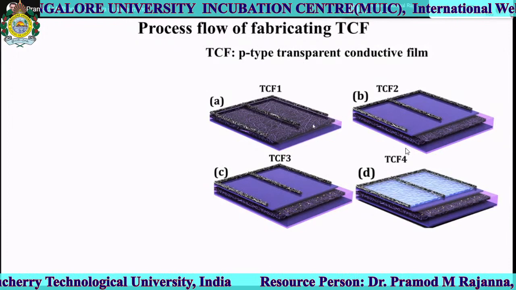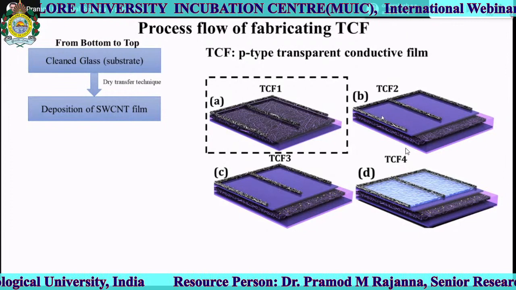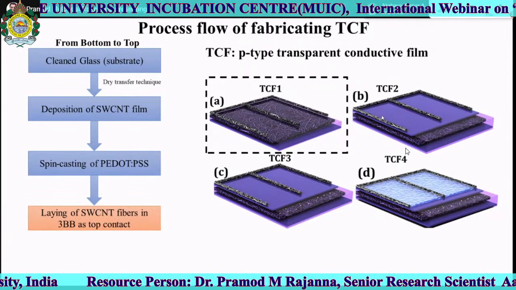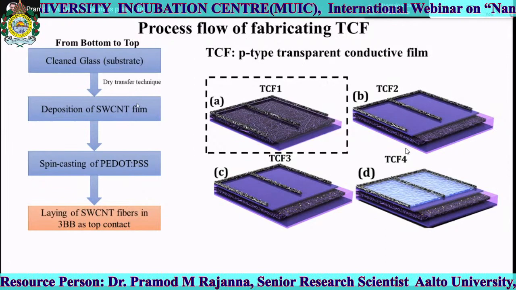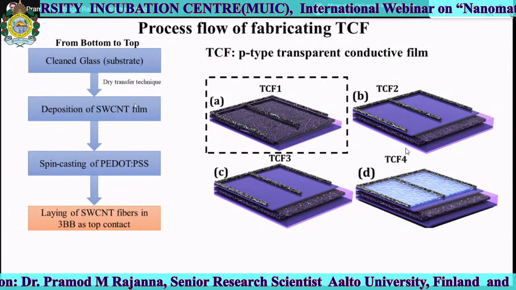In the first one, we took the glass, dry transferred the carbon nanotube, and spin coated the PEDOT:PSS. And there was a very novel idea of using the same carbon nanotube films and rolling them up at a specific angle to form very narrow fibers, which have a width of nearly 20 to 60 micrometers.